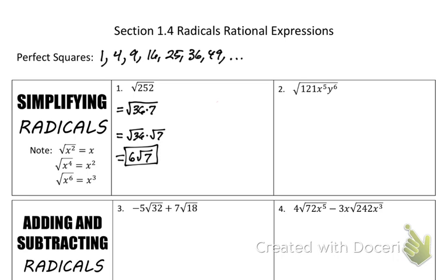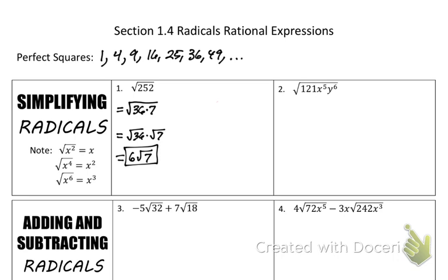Our next one. What's the square root of 121? 11. That one is square rootable. So I can take the square root of that one. But I do want to bring something up. When you simplify a square root, you can simplify variables to a power. You just have to remember the rules that are over here.